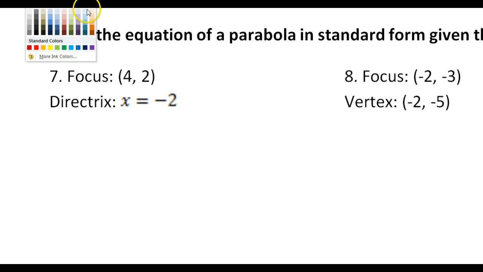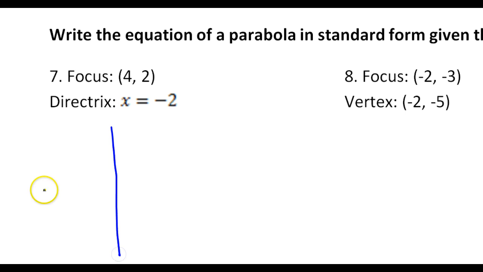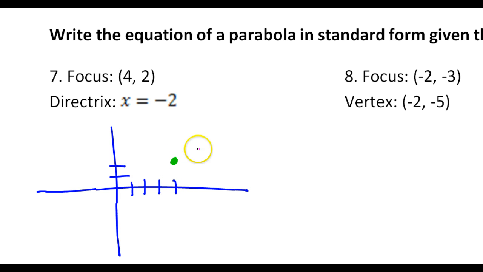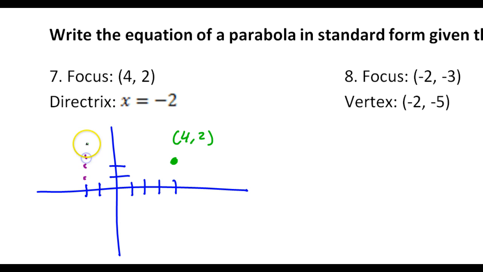So let's see. I'm going to make my little picture, my friends. So here I go. The focus is at the point 4, 2. So 1, 2, 3, 4, 1, 2. So here's my focus right here. Okay, that's 4, 2. The directrix is at x equals -2. I'm hoping that you recognize that as a vertical line. A vertical line at -2. So my directrix will be here. Okay, so here's my directrix.